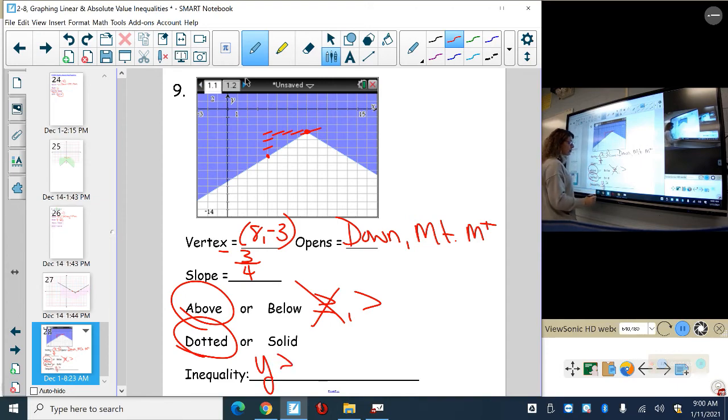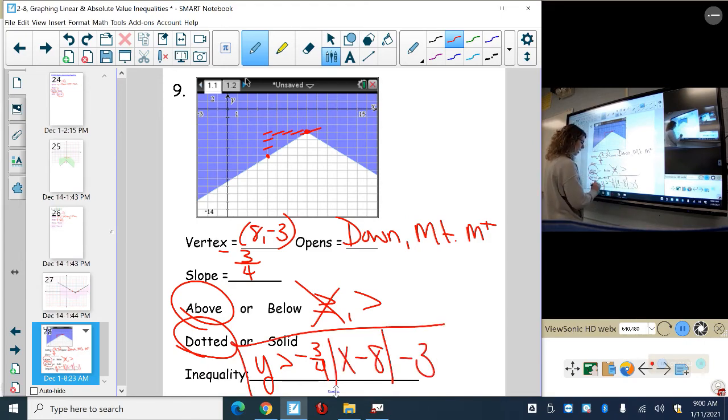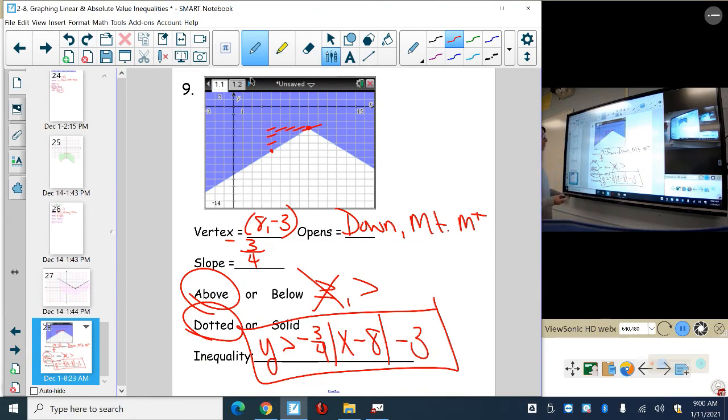So y is greater than, my A value is -3/4. And I'm going to have the absolute value of x -8 -3. And that is your inequality for this absolute value. If you have any questions, please let me know.